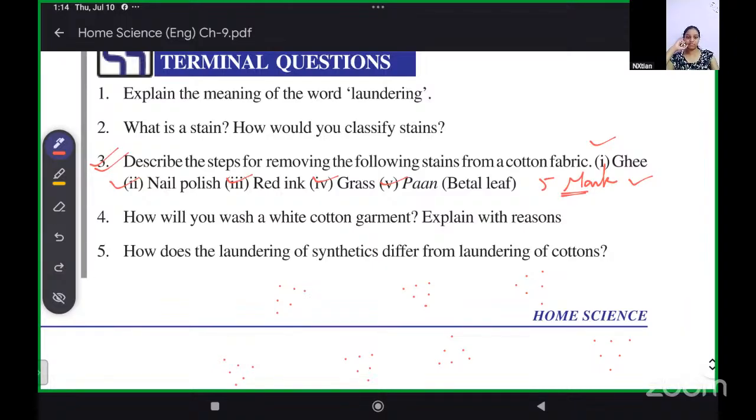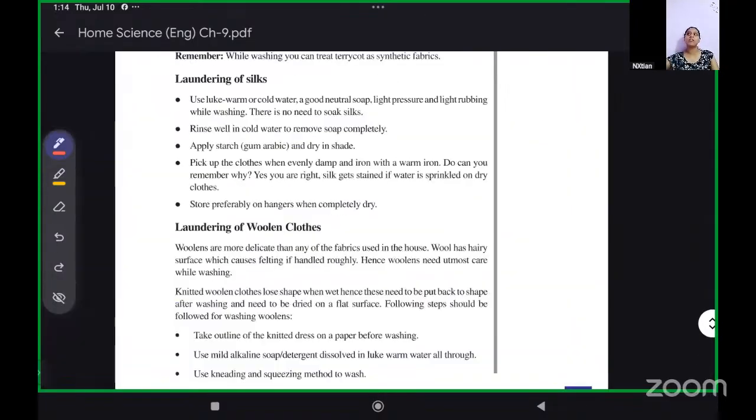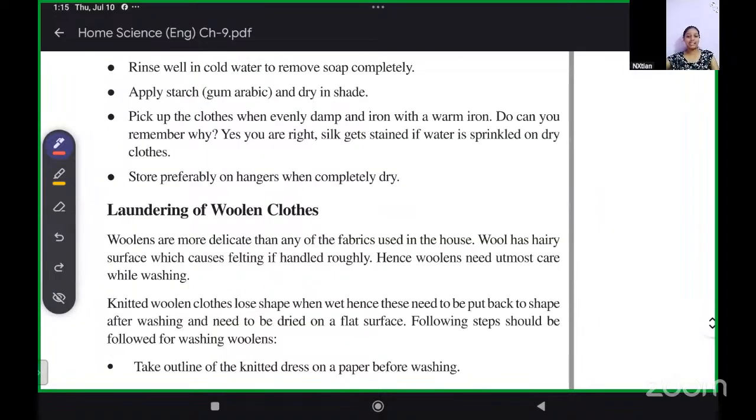What's methylated spirit? It's like an acid which is kind of concentrated. If you've seen the nail polish remover, which is also kind of an acid, right? This is similar to that.